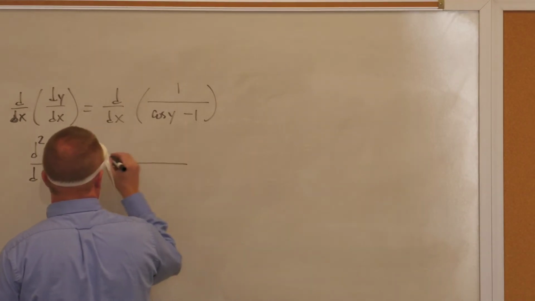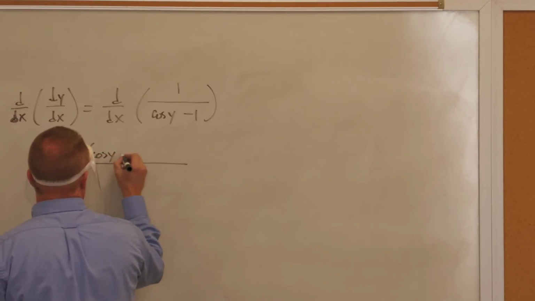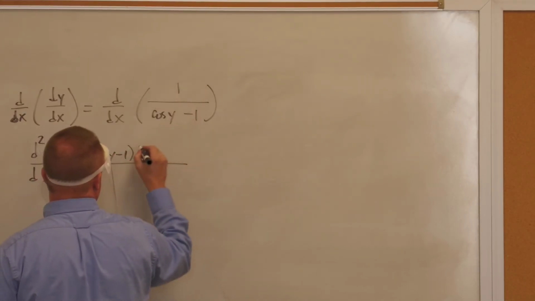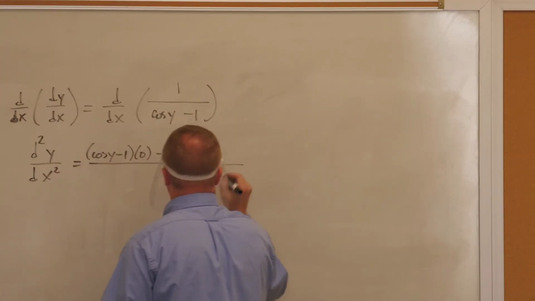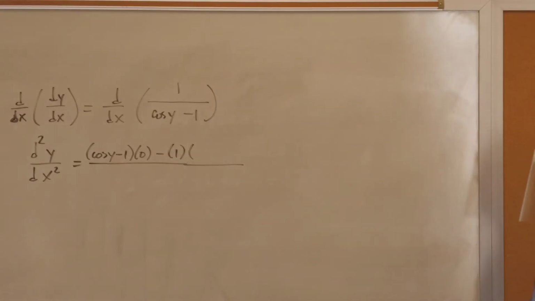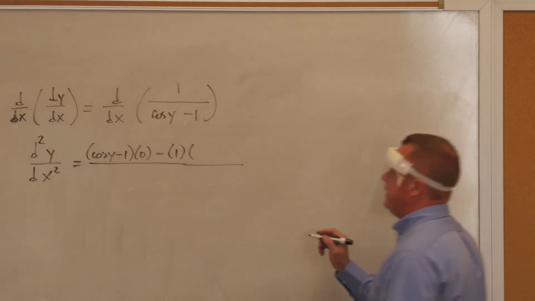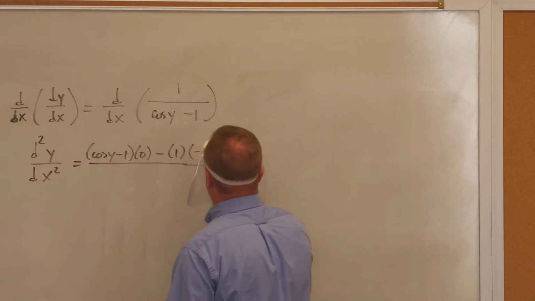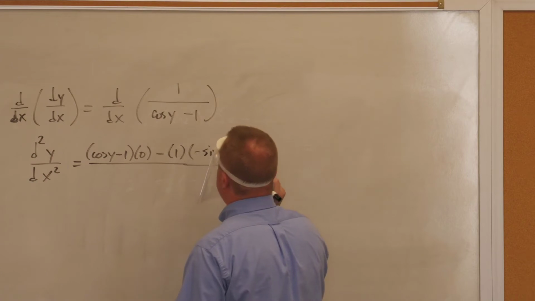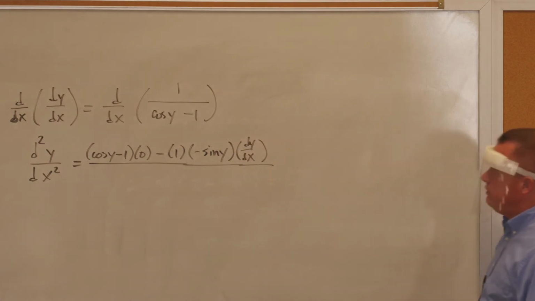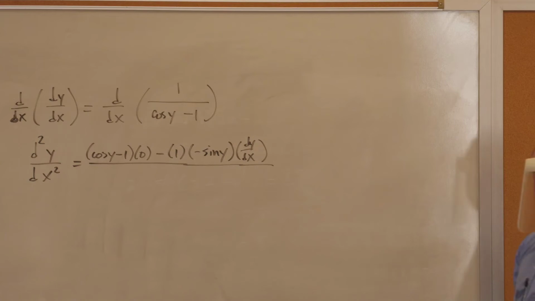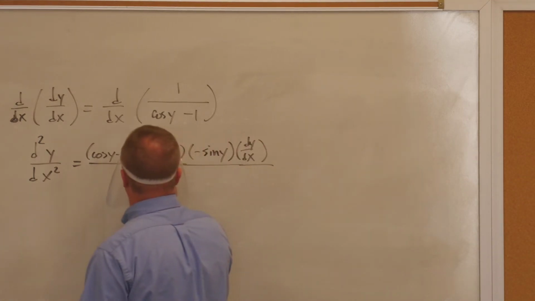So let's take the bottom times the derivative of the top, which is 0, minus the top times the derivative of the bottom. So the derivative of cosine y minus 1. The derivative of cosine is negative sine, and then times the derivative of y with respect to x. And then minus 1, the derivative of that is just 0, right? So I'm going to write that in, over the bottom squared.